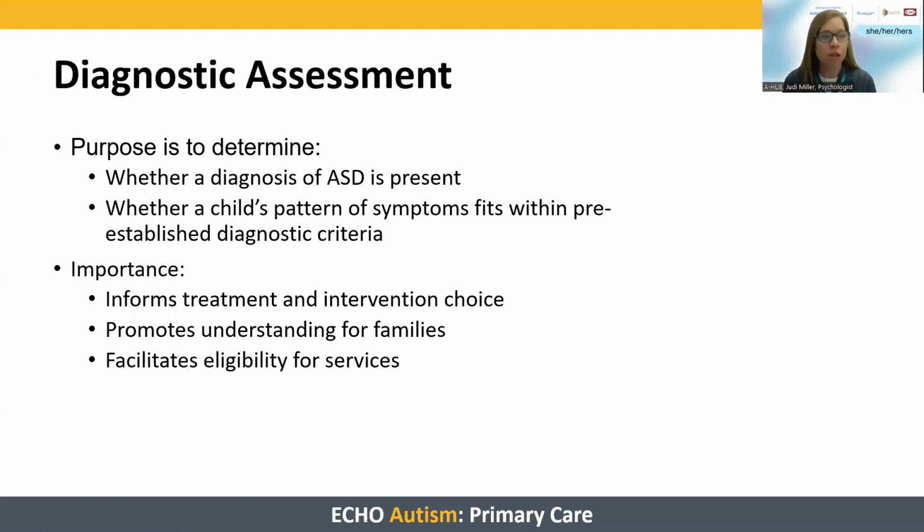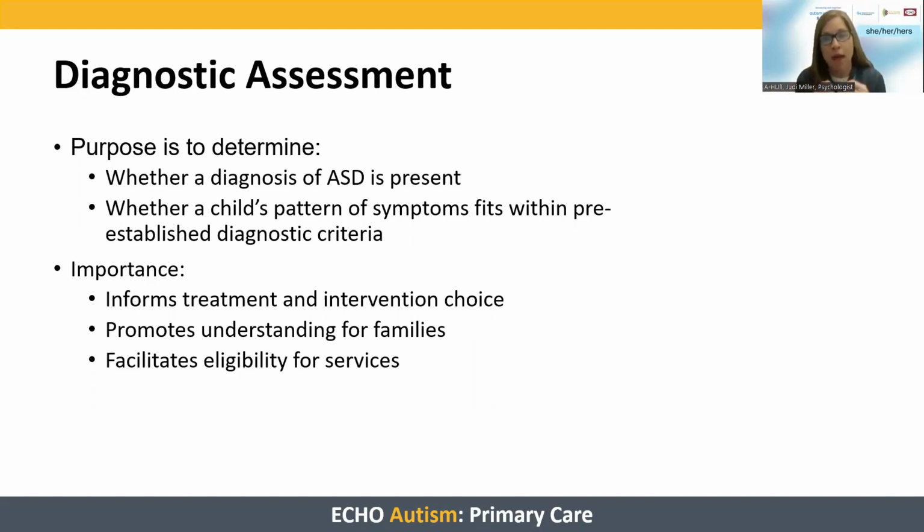Next slide. Okay, so the reason for a diagnostic assessment is usually to determine if autism is present and whether the child's pattern fits with that diagnostic criteria. And even though it says whether a diagnosis of autism is present, it's really whether a diagnosis of anything is present. Each condition is going to have a pre-established set of diagnostic criteria, so that's what the assessment is going off of. And the reason it's important is that a diagnosis is information that you can use to help yourself do better and feel better. So that's the purpose of a diagnosis.